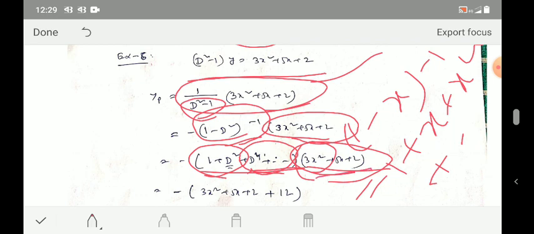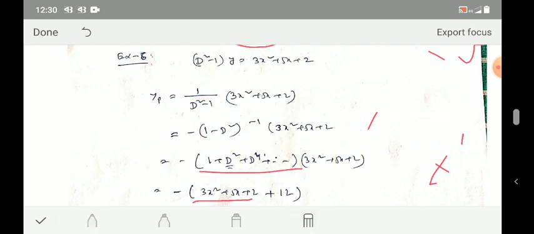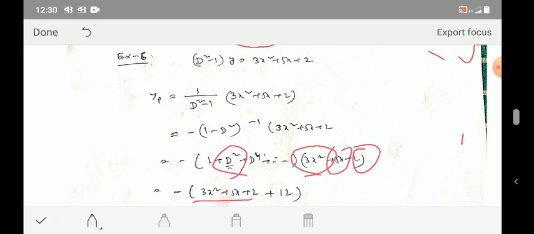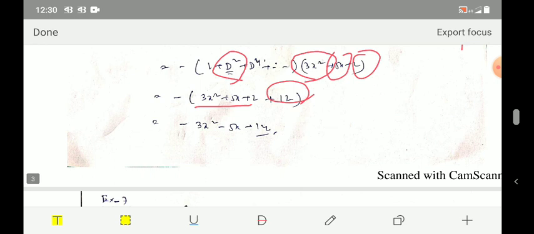1 means 1 into this, all the terms will be present here. D square means 2 times derivative of this term, and this term is 0. If we differentiate 2 times of 5x or 2x, it will become 0. Therefore D squared into x square means, the derivative of x square is 2, and the second derivative gives 3 into 4 equal to 12. So therefore we will get the required particular integral.